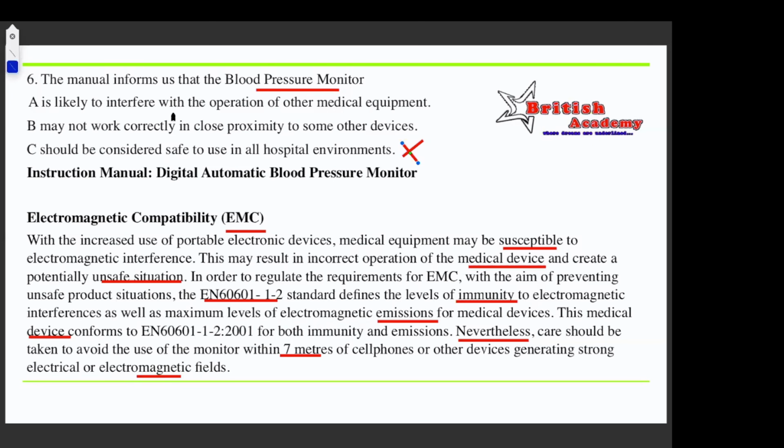Next, is likely to interfere. Now many people have a confusion. They really make a mistake. Wait, I'll tell you. The option says is likely to interfere. Now, where is it? Wait, I'll just tell you this. Let me comment on it. Some people have some more doubt.